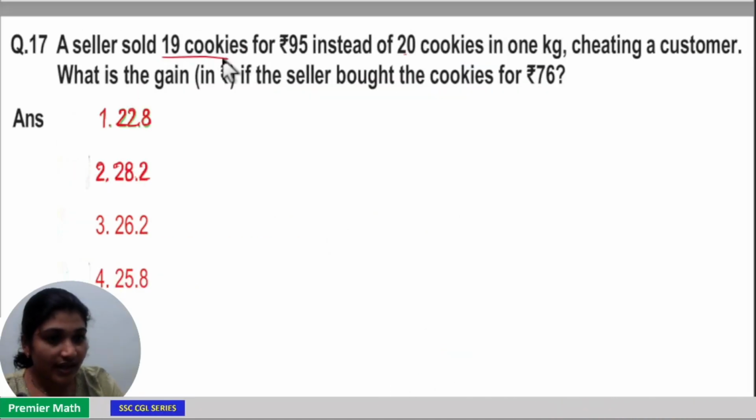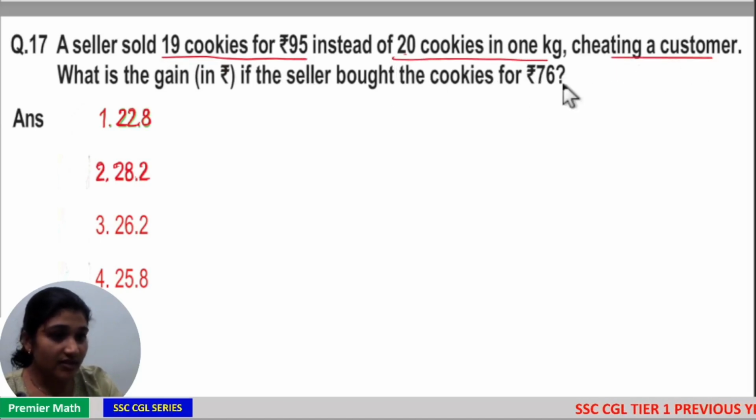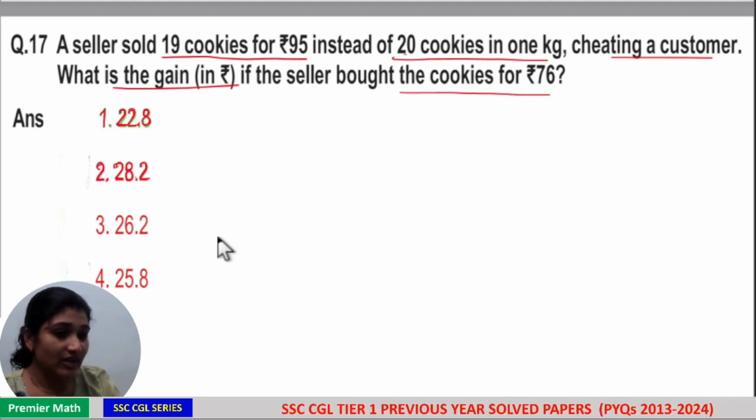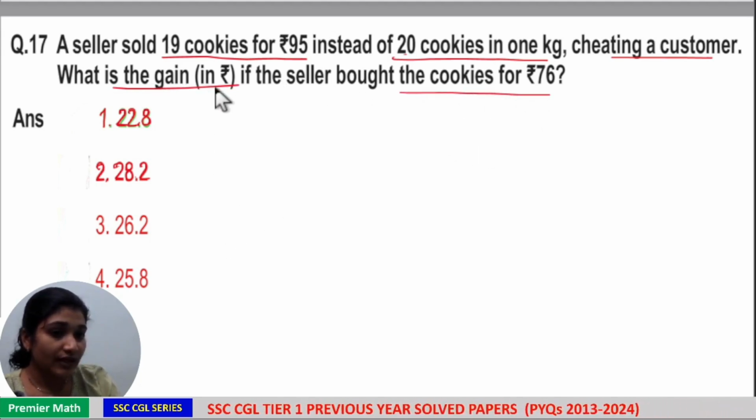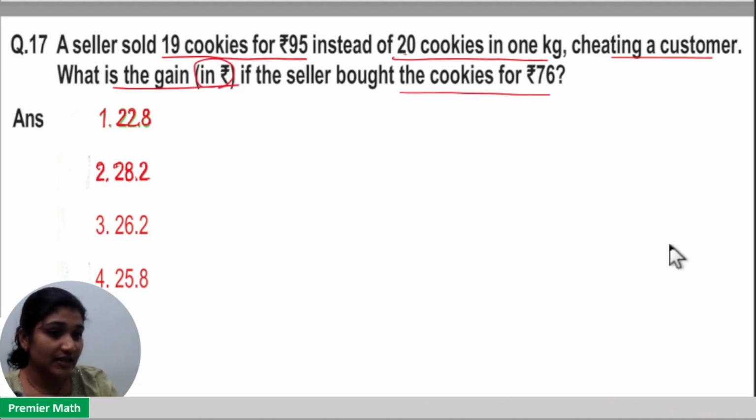A seller sold 19 cookies for 95 rupees instead of 20 cookies in one pack, cheating a customer. What is the gain in rupees if the seller bought the cookies for rupees 76? Here we have to find gain in rupees, not the gain percentage.